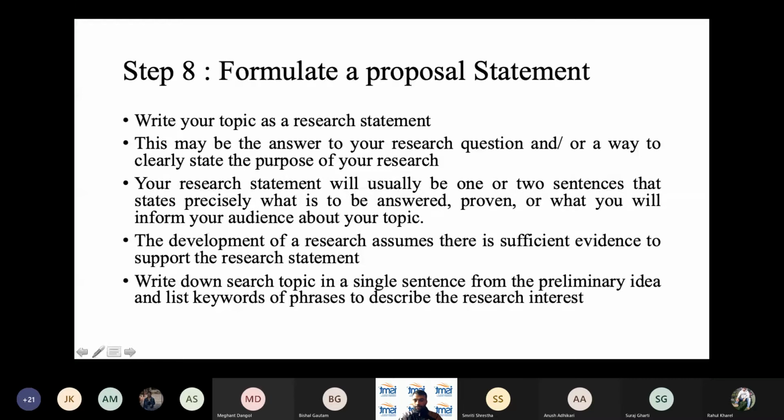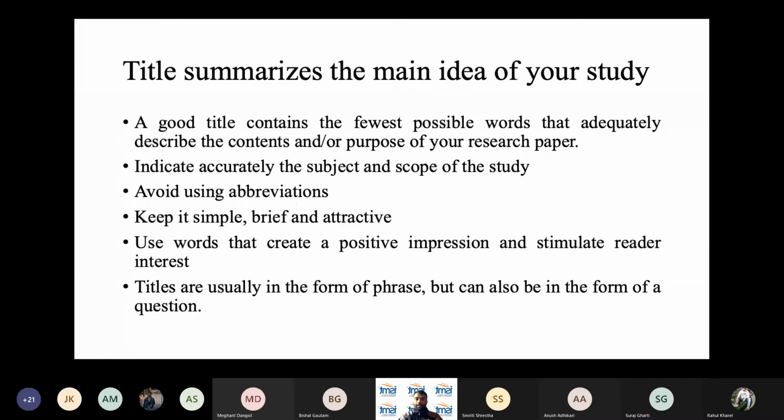Okay, write down the source topic in a single sentence from the preliminary idea and list the keywords or phrases to describe the research interest. That is in the final part. Okay, in the final abstract you have to write that.